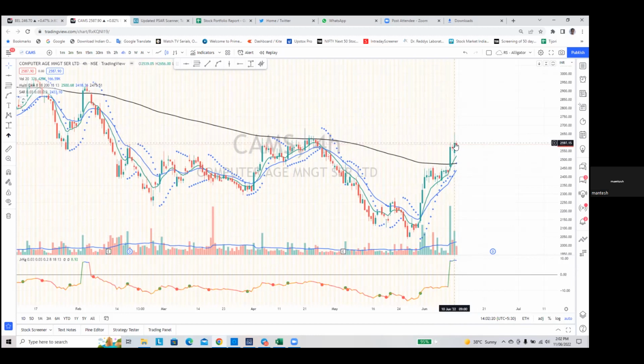This is a little bit of a worrying thing, but overall, putting it in a broader perspective and looking at the volume over the last 8-9 days, somebody has accumulated this stock in good volumes, in good quantities, from what I can see here. That's the reason I already purchased the first tranche yesterday. I already posted it in the group also.